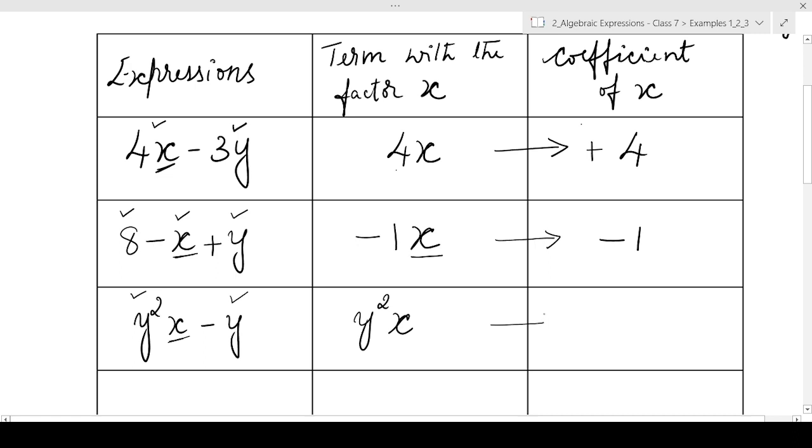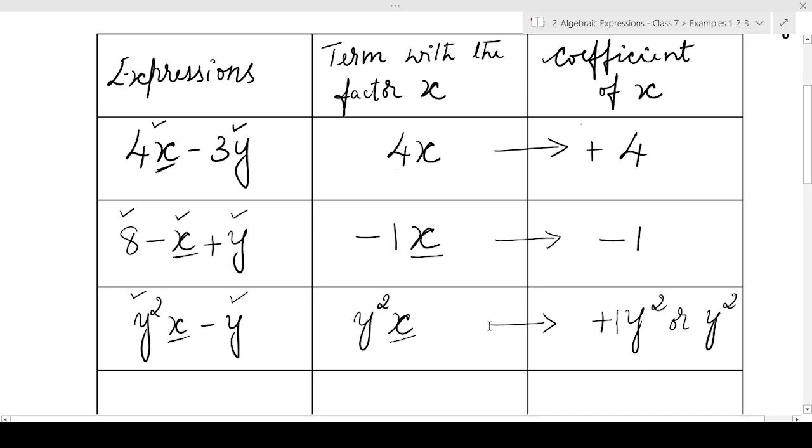Now, moving ahead, can you tell me what is the coefficient of x? What is that letter or number or combination of both that accompanies x? You have plus y square. Remember, if there is nothing, no number attached to it, then it is 1. So either you can write plus 1y square or you can simply write y square. Not a problem at all.